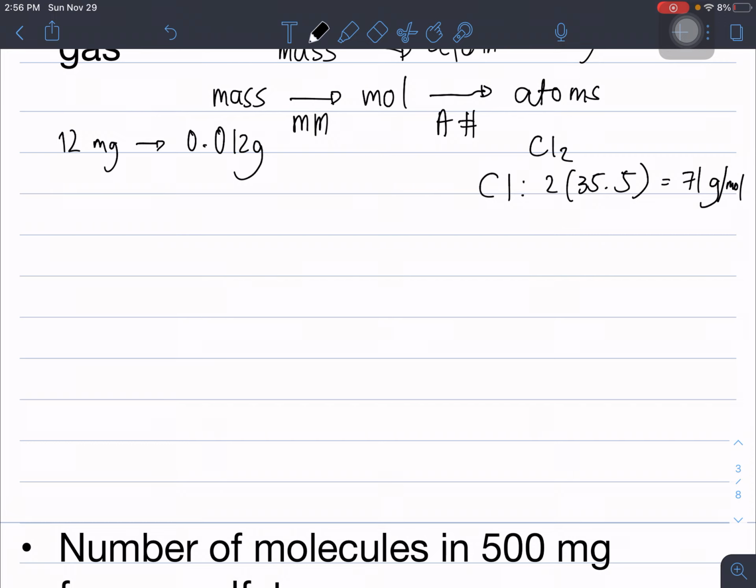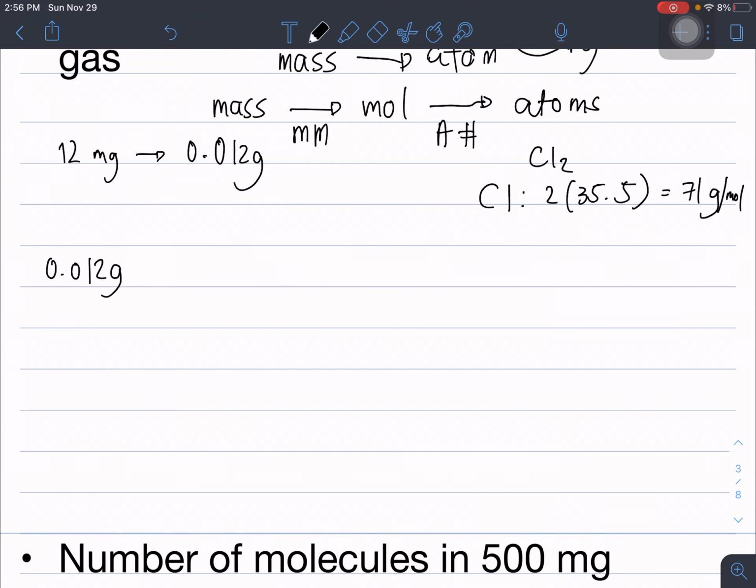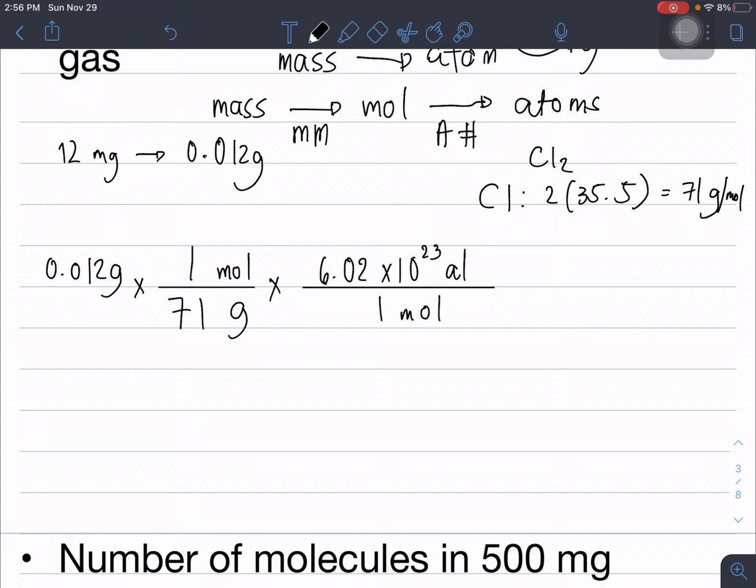So from the given mass to moles first, 0.012 grams times, we will be placing grams unit here and mole at the top part. So in 1 mole, the mass is 71 grams. And multiply by, from moles to atoms, in every 1 mole there are 6.02 times 10 raised to 23 atoms. So this is our Avogadro's number. Cancel similar units, grams grams, moles moles. This will give us 1.02 times 10 raised to 23 atoms. So there are a lot of atoms here.